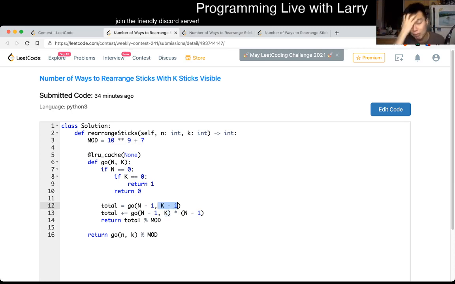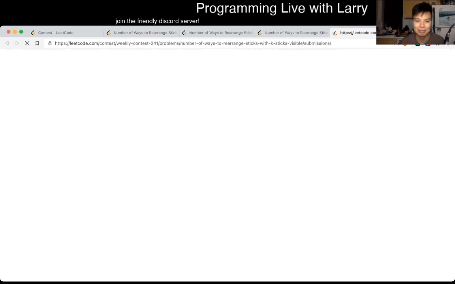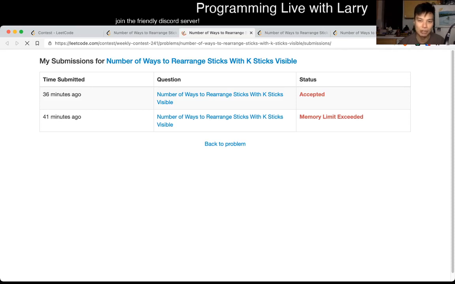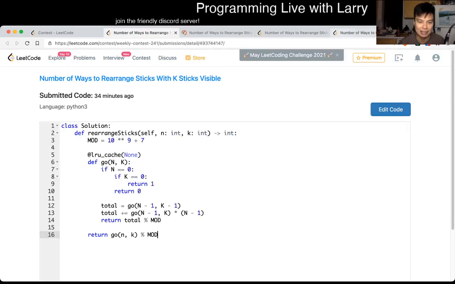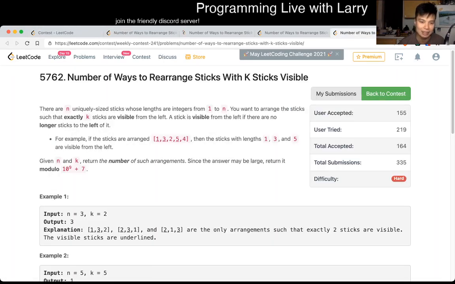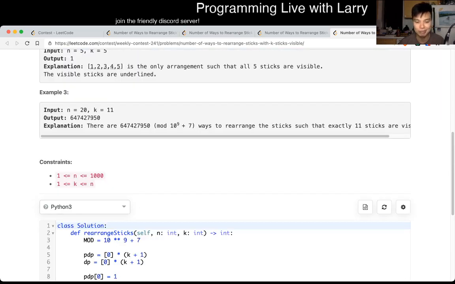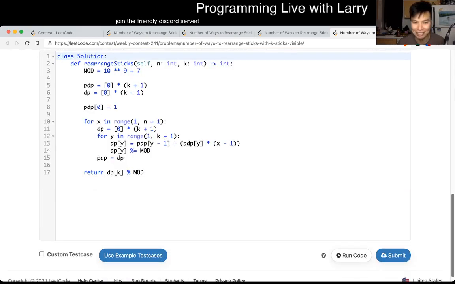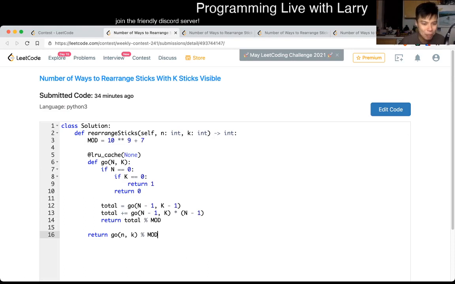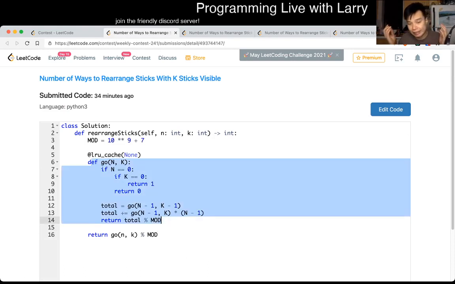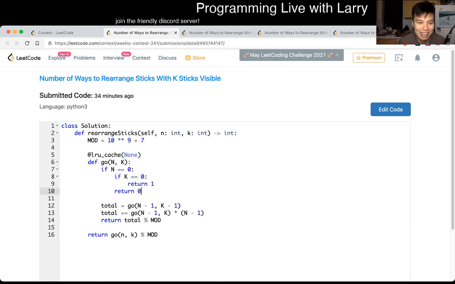Unfortunately, I did this in about 3-4 minutes during the contest. Unfortunately, this gave me a memory limit exceeded for some reason, even though if you look at the constraints, it's going to be n times k, for reasons that we'll go over in a second, and n times k is less than 1,000. So this made me really sad, because 1,000 should be pretty good, but sometimes Leetcode has its ways of disappointing you, I guess.